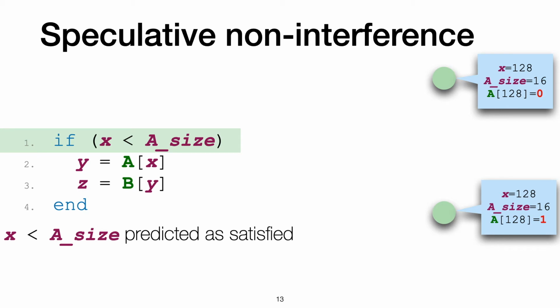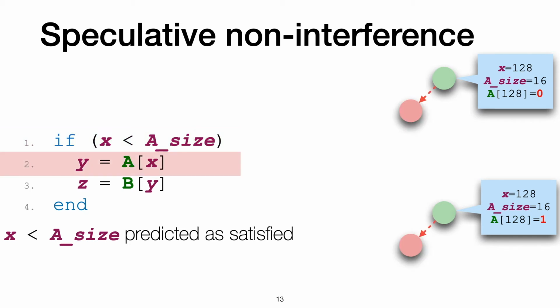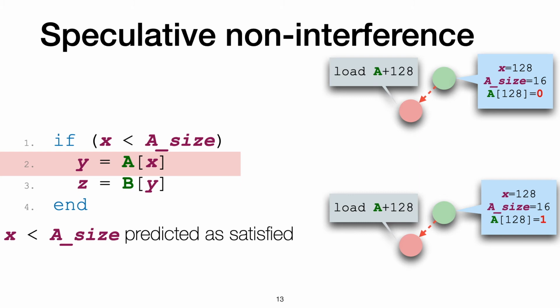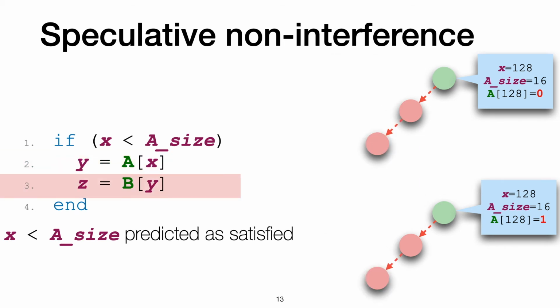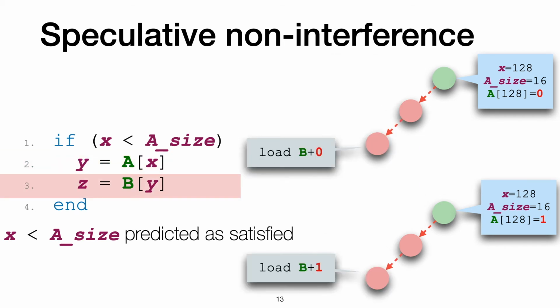Then, in both executions, we start the speculative transaction and we execute the memory accesses. The first memory access produces the same observations in the two executions. However, the second memory access results in different observations in the two executions. In one case, the attacker observes a load from the address b plus 0, while in the other, the attacker observes a load from the address b plus 1. Since these two executions have the same non-speculative behavior, these different observations result in a violation of speculative non-interference. So the Spectre v1 snippet is not speculatively non-interferent.